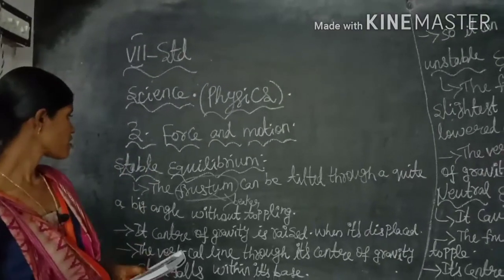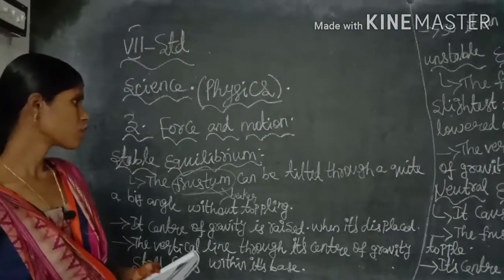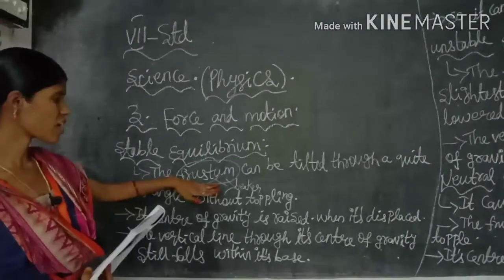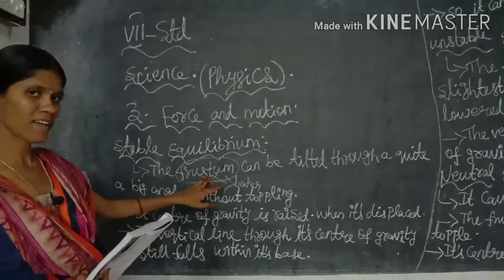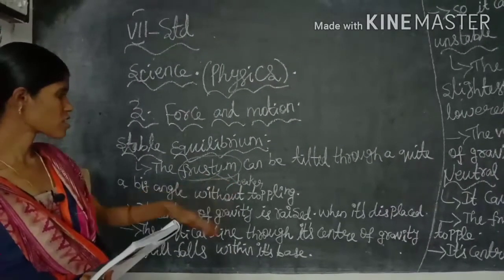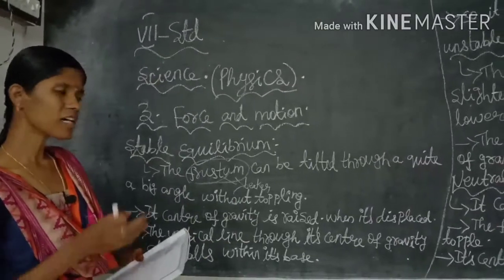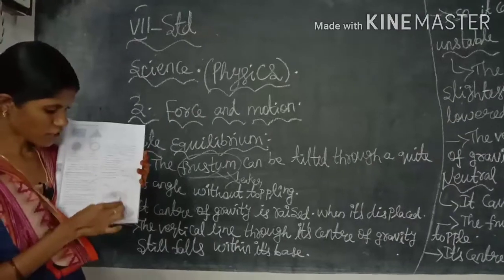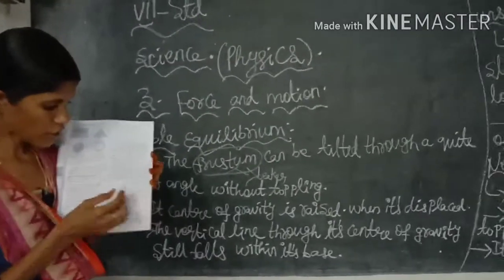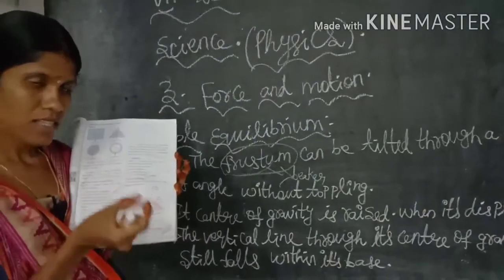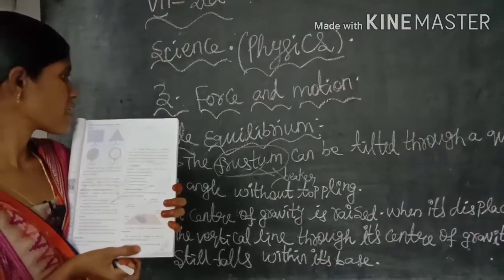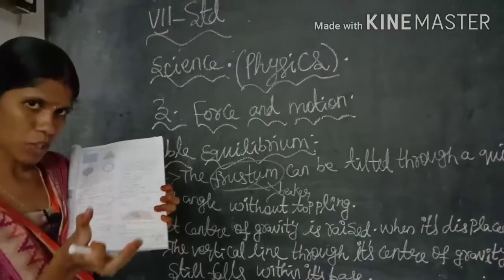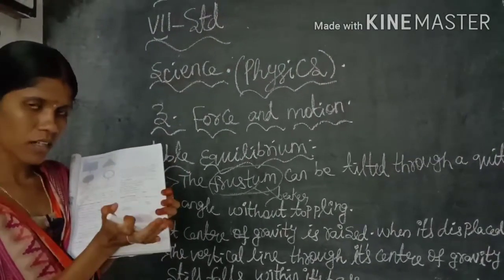The frustum can be tilted through quite a big angle without toppling. Frustum, in this case, means we have to consider a beaker, like a vessel. So the frustum is referred to as a beaker that can be tilted. This is the original position of the frustum, that is a beaker. Tilted means slightly tilting it. Tilted through quite a big angle without toppling means it should not fully topple over; it should only be tilted slightly from the original position.